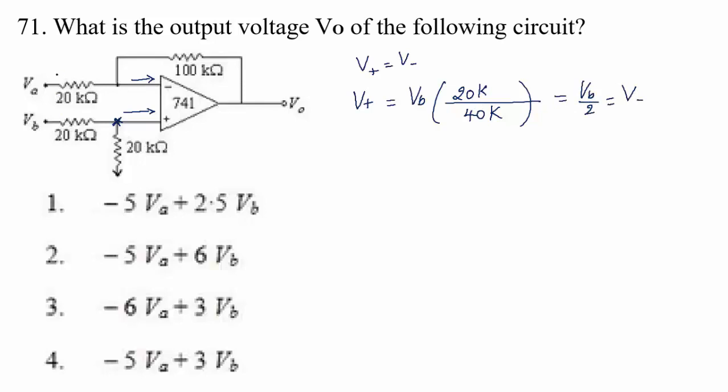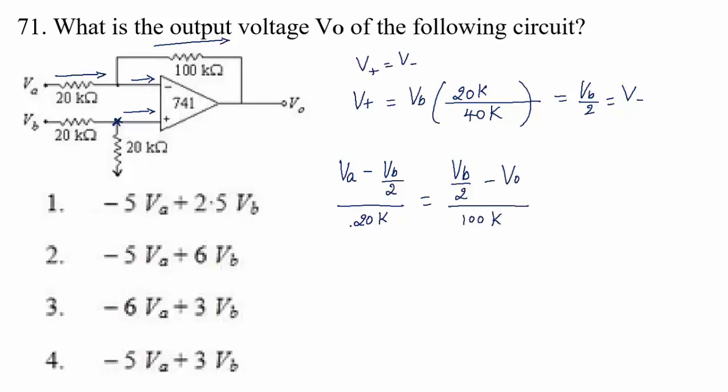Now one thing you have to know is, whatever the current that is flowing in this path, the same current will be flowing in this path also, because the current getting into the op-amp is approximately equal to 0. So what I will be getting is VA minus V minus, divided by the resistance, which is 20k. This is the current flowing in this resistance. This current will be equal to this current, right? Which is equal to VB divided by 2 minus V0, whole divided by 100k.